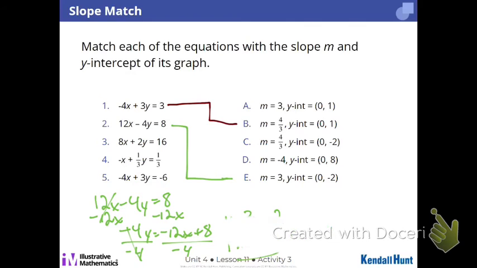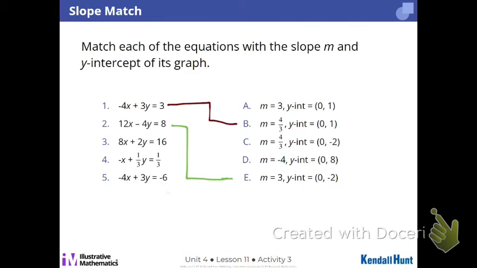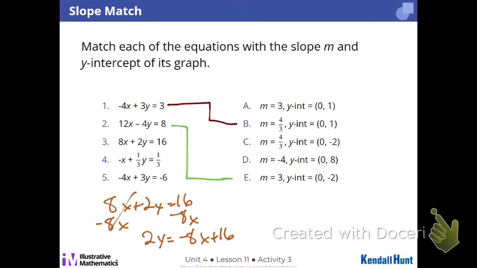All right, let's look at number 3, numero tres. Let's go with this color next. Number 3, I got 8x plus 2y is 16. Again, to be in slope-intercept form, I'm looking to get y alone. So minus 8x, minus 8x. I got 2y equals negative 8x plus 16. So here we are. We're trying to get y alone. I'm dividing both sides by 2. And I get y equals negative 4x plus 8.